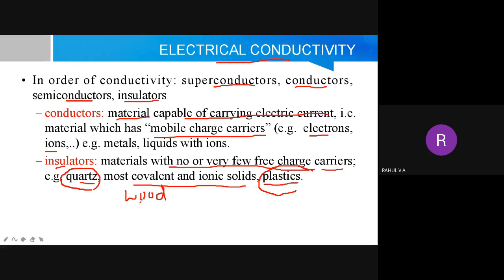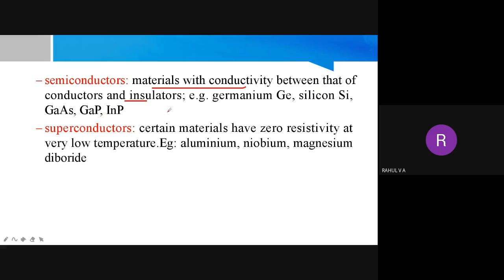We can say some examples of woods, etc. along with this. Then semiconductor, which has some properties of conductor and insulator, are called semiconductor. Examples are germanium, silicon, GaAs, gallium arsenide, gallium phosphate, indium phosphate. And there are material superconductors, that is at low temperature. See, very low temperature, they have zero resistivity. That means there is no resistance in that conductor.